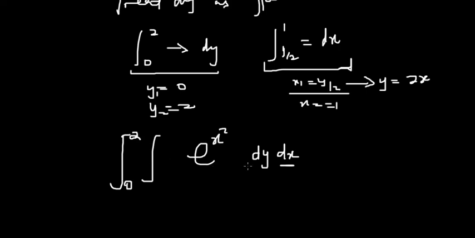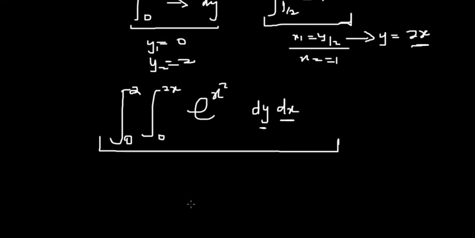And then the limit for dy is now from 0 to 2x. So this is how you do your simple reversing. After you've been able to go through this, you can now take the integral. Taking the integral with respect to this, we have e exponent x squared dy.